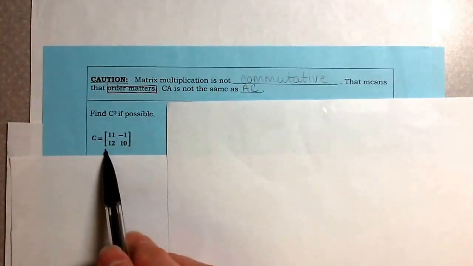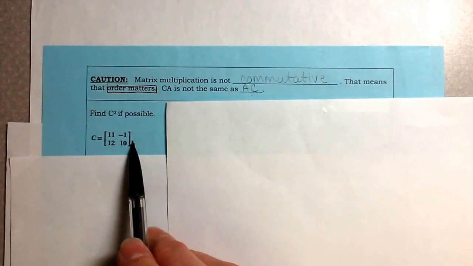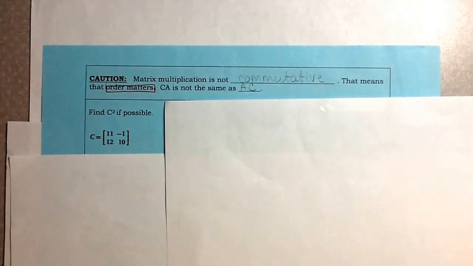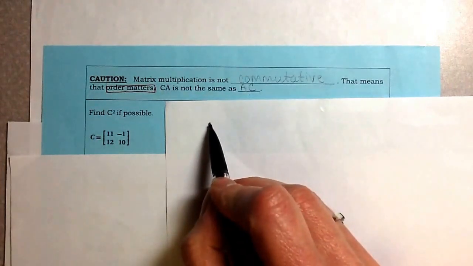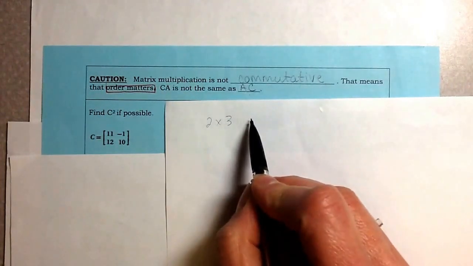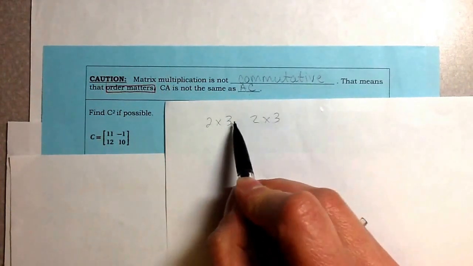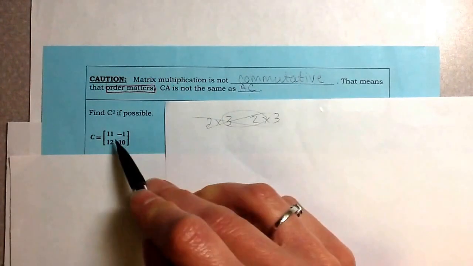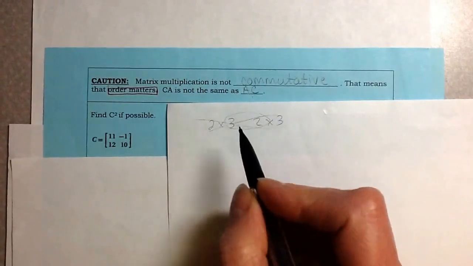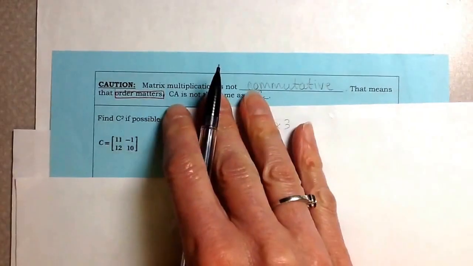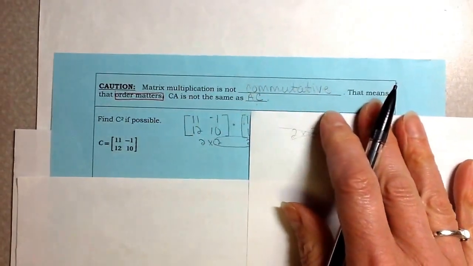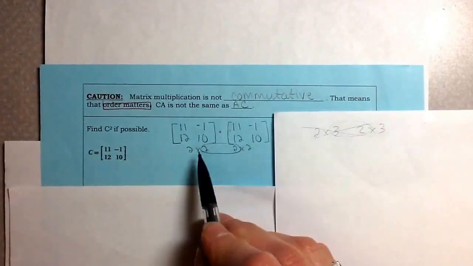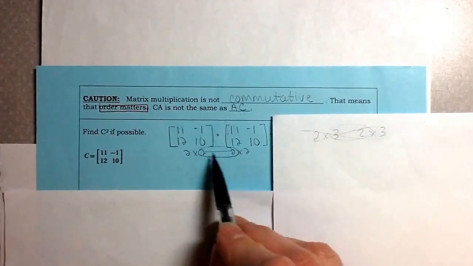Here's the matrix C, which means I'm just going to multiply it by itself. And you won't always be able to multiply every matrix by itself. Let's say if you have a matrix that's 2 by 3 and you multiply it by a 2 by 3, these two middle numbers are not the same, so you won't be able to do it there. But this is a 2 by 2, so we're multiplying it by a 2 by 2, so that is going to give us a product matrix of 2 by 2.